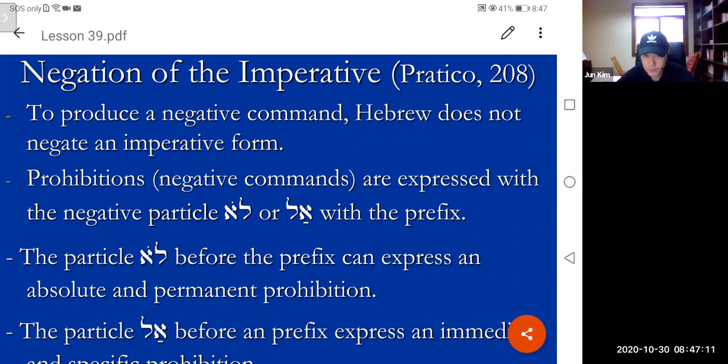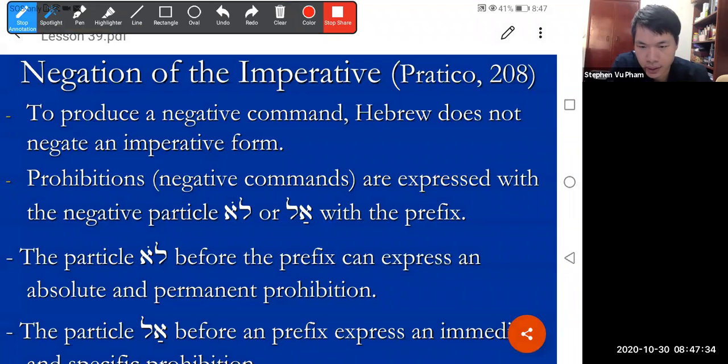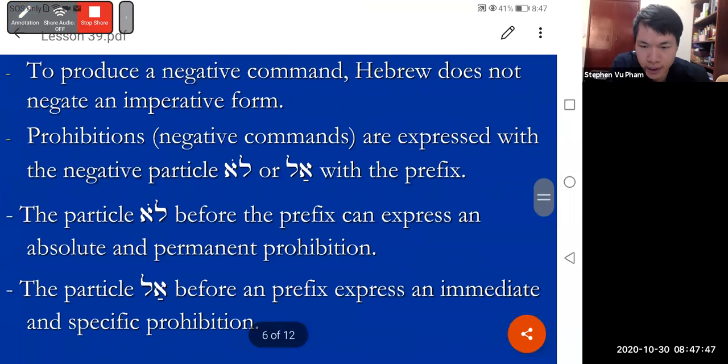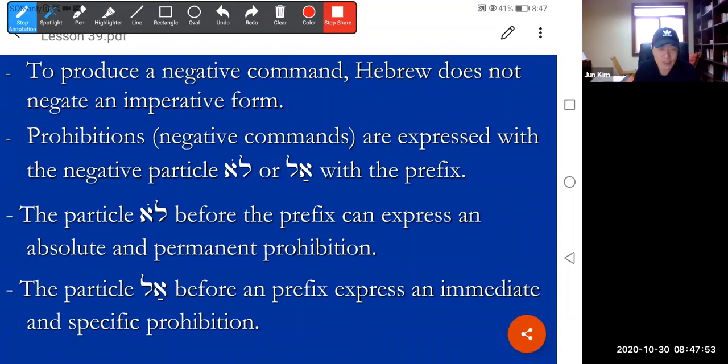Stephen, would you like to continue? Negation of imperative. To produce a negative command, Hebrew does not negate an imperative form. Prohibitions, negative commands, are expressed with the negative particle lo or al with the prefix. The particle lo before the prefix can express an absolute and permanent prohibition. The particle al before the prefix expresses an immediate and specific prohibition. This is quite interesting. I love this. Last two sentences.